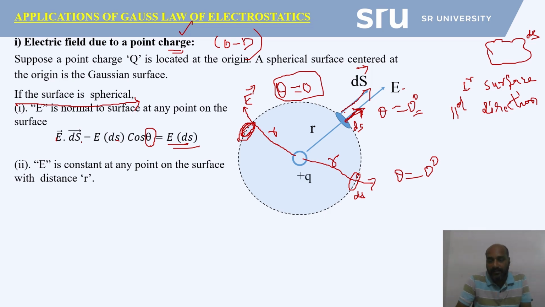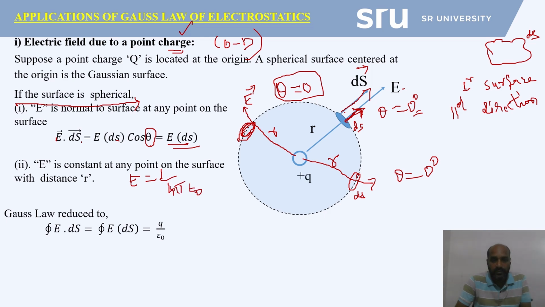If R is the same, why will E be constant? Just see the equation. Electric field E is equal to 1 by 4 pi epsilon naught Q by R square. Of course, all of these are constant. If this distance is the same everywhere, Q is also constant, and R is also constant, so E will also be constant. What does it mean? At any point on the surface, E remains the same. E is constant.